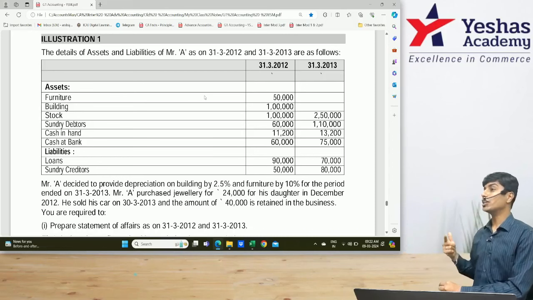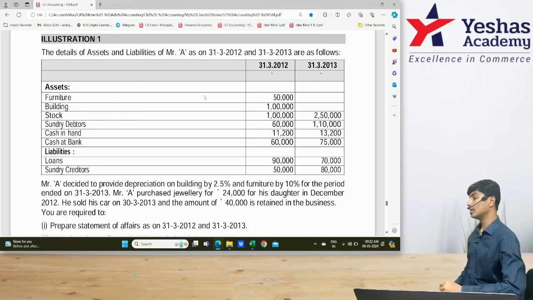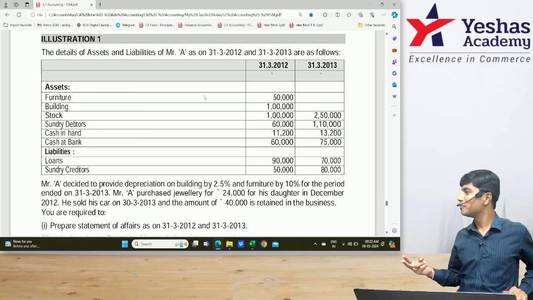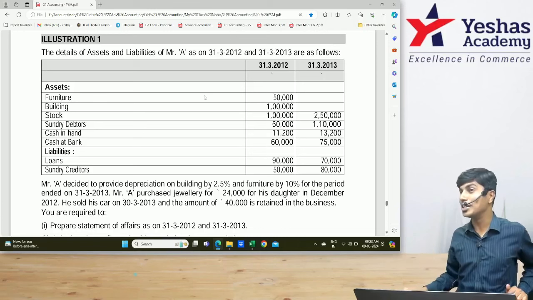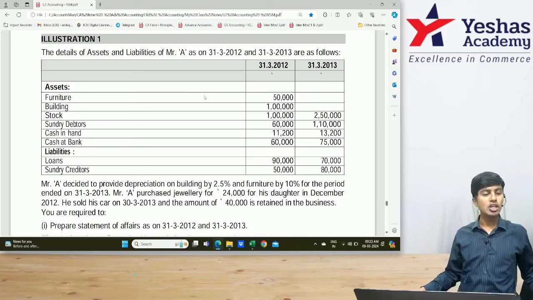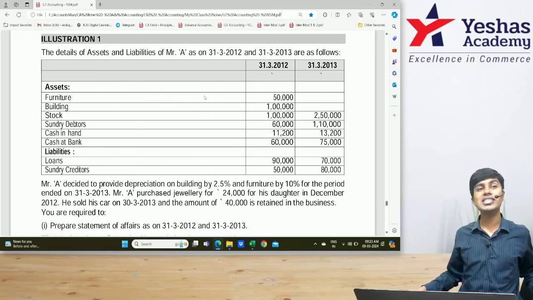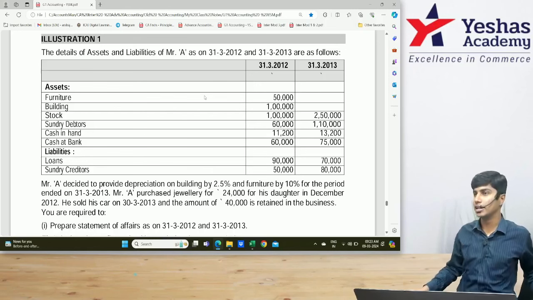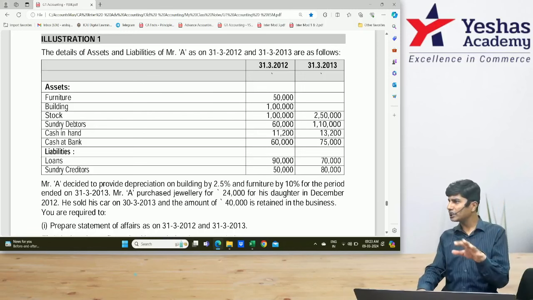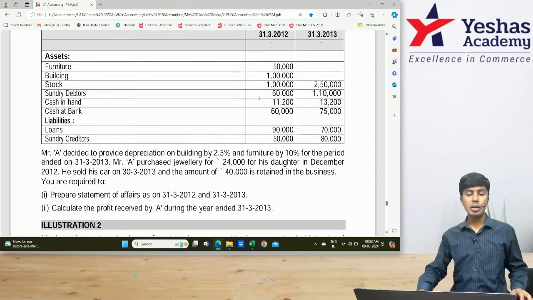So 31st of March 2012 acts as opening balance, and 31st of March 2013 acts as closing balance. Understood? Don't waste time reading this table. You will never read tables. Read what is given below the table.